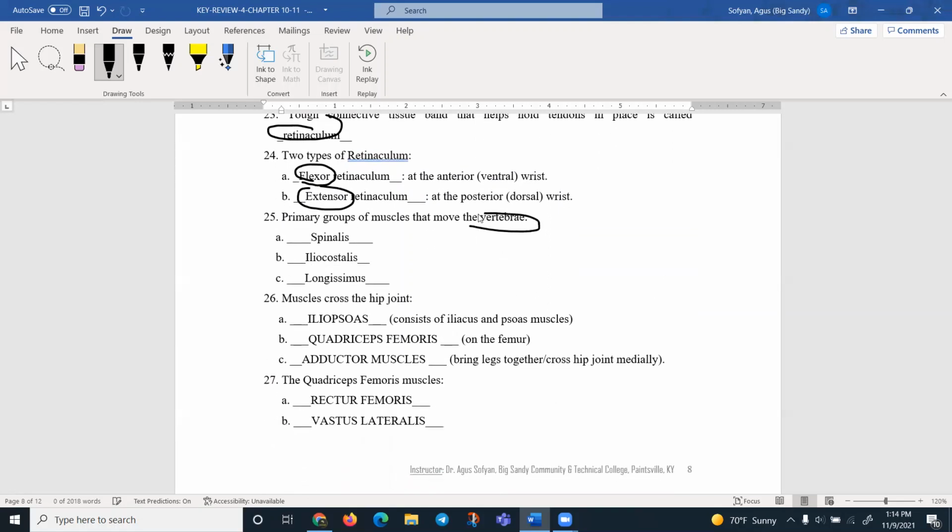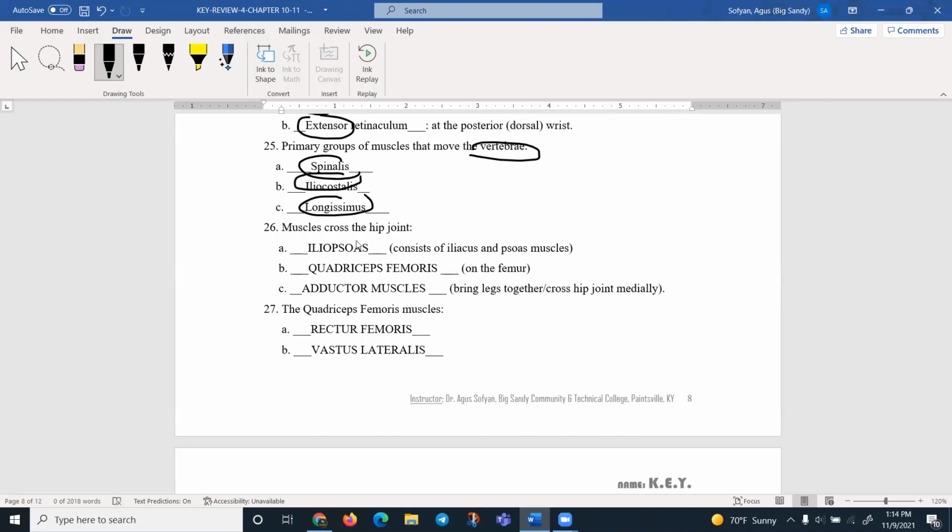Muscles that move our vertebrae, bend our body, for example, spinalis, iliocostalis, and longissimus muscle. Muscles that cross the hip joint: iliopsoas muscle. Quadriceps femoris, these are big muscles on the thigh. And adductor muscles, these are also on the thigh, but on the inside of your thigh.